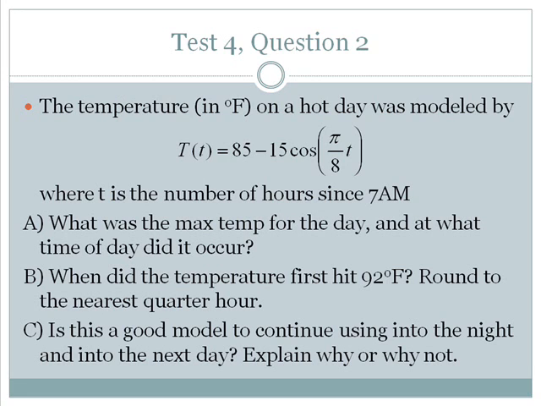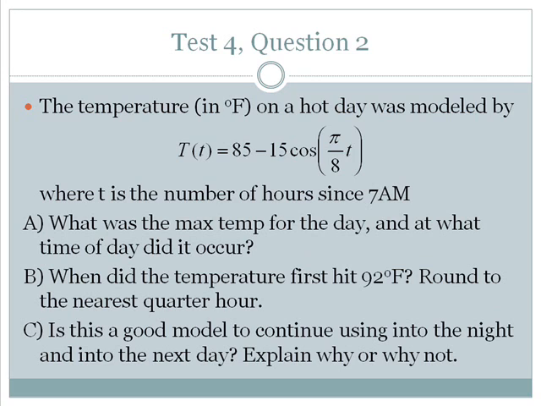Lastly, for the last question that I'm going to cover in this intro video, just a longer word problem involving certain functions. So suppose the temperature on a hot day was modeled by this function. We have 85 minus 15 cosine of pi over 8 times t, where t is the number of hours since 7 a.m. So, of course, our first question, what's going to be the maximum temperature for the day?